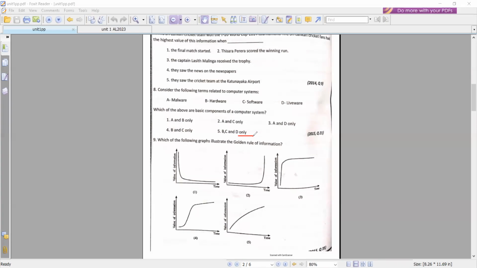Then, which of the following graphs? Now, I think most of you can remember this graph we have discussed. Those who came today don't have an idea, but don't worry about that. Okay, this is the first answer. So 80% of you have put the correct answer.